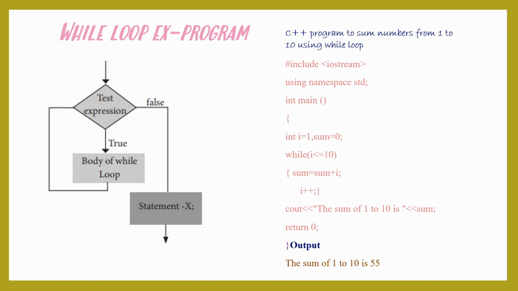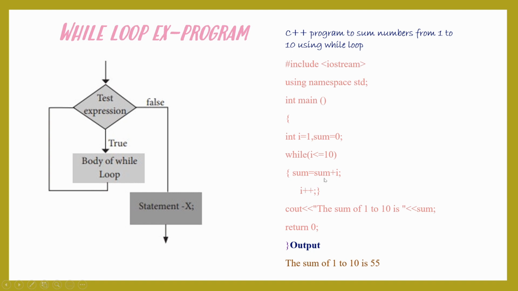A while loop is an entry control statement. That means it tests the expression before entering the body of the loop. So first the control goes to the while loop. Here I gave i less than or equal to 10, that is the test expression. So first we have 1, so 1 is less than or equal to 10. Yes, it is true, so it enters the body of the loop.